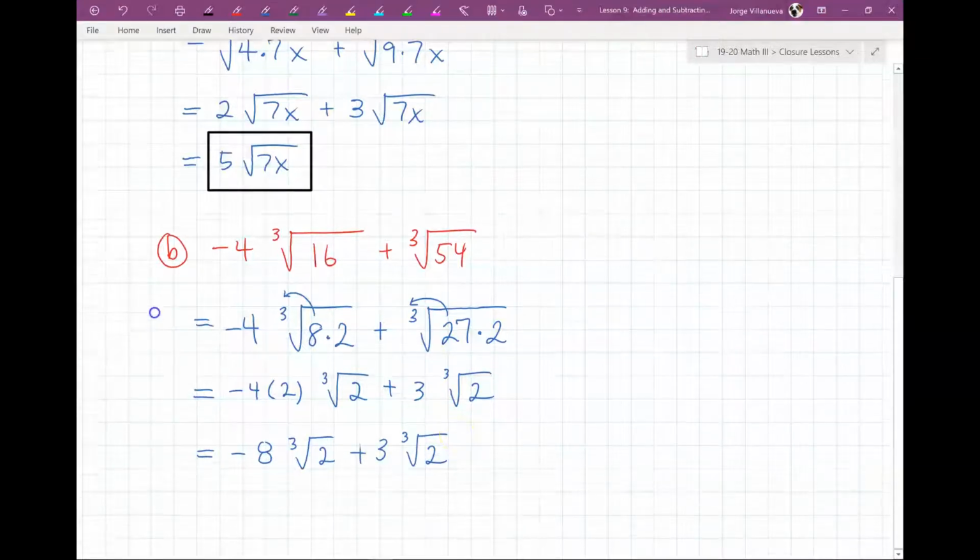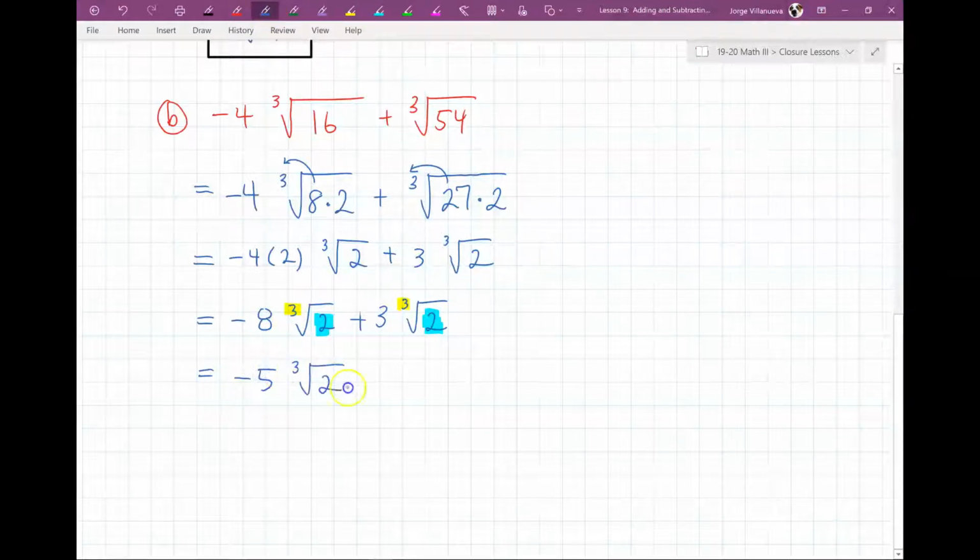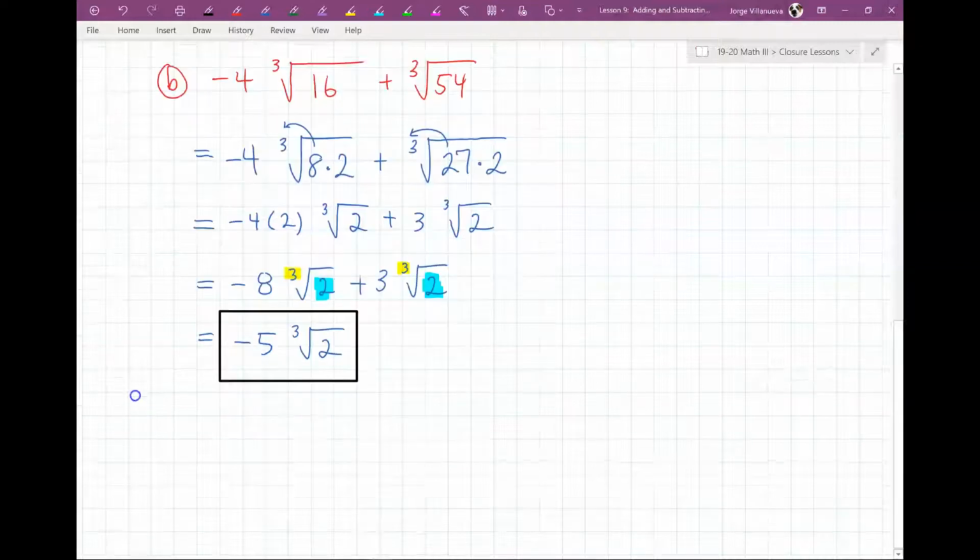So negative 8 plus 3, that's negative 5, sorry. Notice how the radicands and the index match up. Notice this radicand matches this radicand. So that means I can add these things together. So this is a negative 5 cubed root of 2. And that's my answer. Just kind of putting it together. So that's another one.